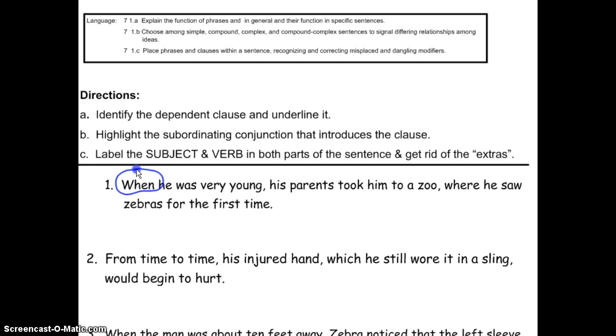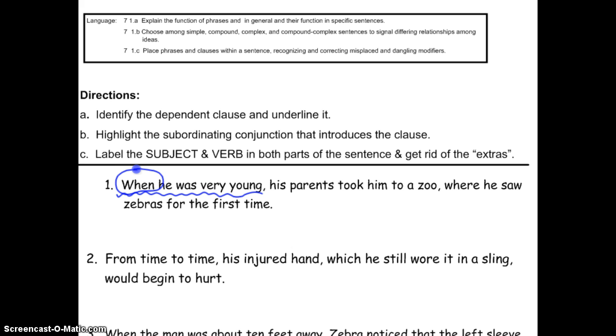So if when is the subordinating conjunction, what is the dependent clause? It starts with our subordinating conjunction. Andrew? Very good. And you have to include the when in there. Because if we just said he was very young, that's a complete sentence by itself. That's not a dependent clause. When he was very young. And if that's a dependent clause, then Matt, what should I be able to find in there? A what? Well, not in the dependent clause.